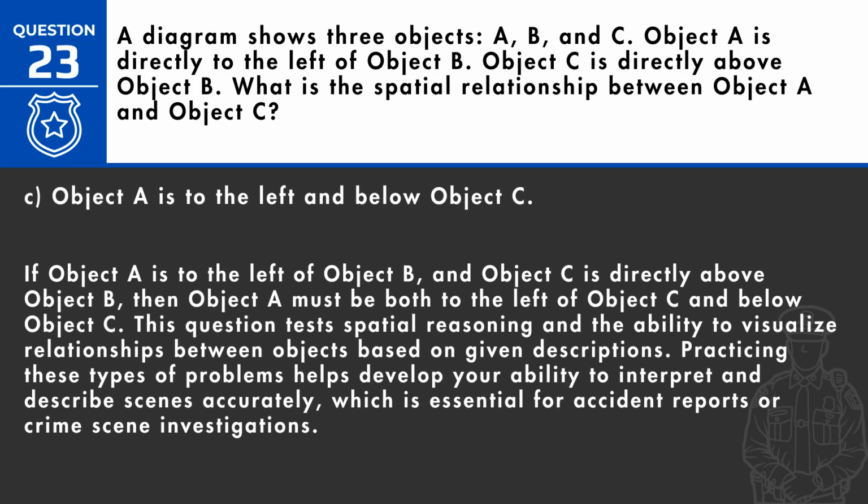Answer: C. Object A is to the left and below Object C. If Object A is to the left of Object B, and Object C is directly above Object B, then Object A must be both to the left of Object C and below Object C. This question tests spatial reasoning and the ability to visualize relationships between objects based on given descriptions. Practicing these types of problems helps develop your ability to interpret and describe scenes accurately, which is essential for accident reports or crime scene investigations.